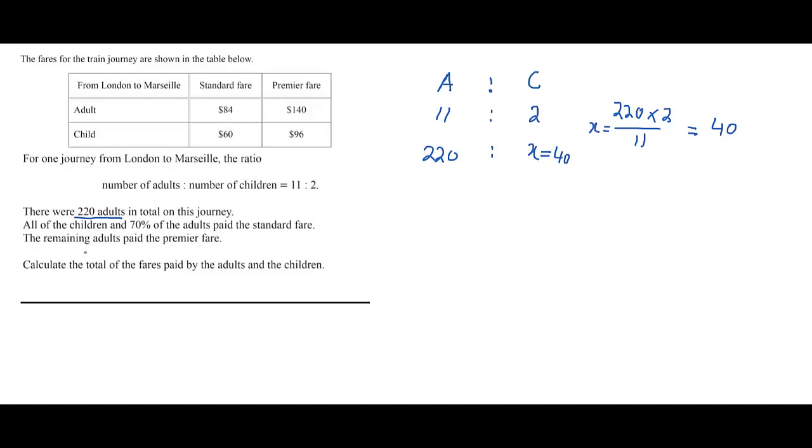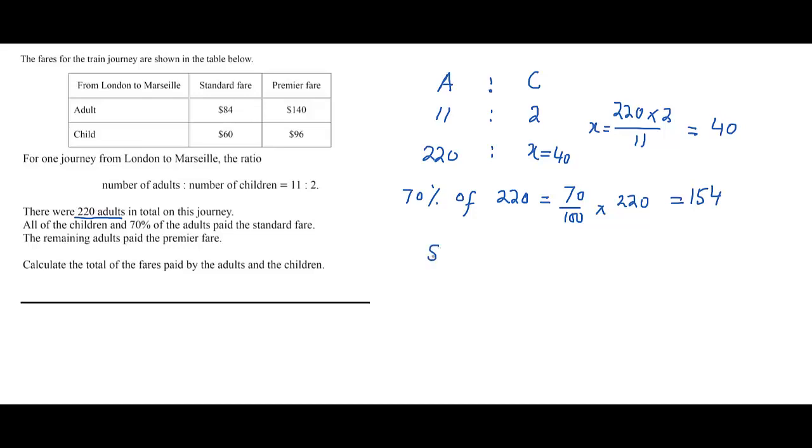All the children paid the standard fare, and 70% of the adults also paid the standard fare. So first let me calculate 70% of the adults, and adults are 220. What's the answer? 70 over 100 times 220. It is 154.